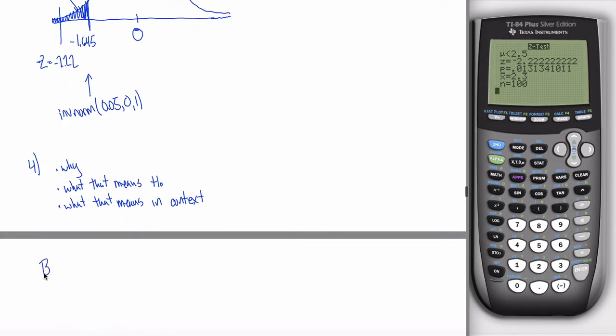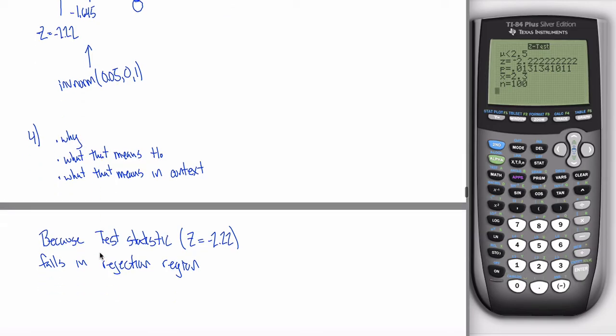So I would say because my test statistic, and I like to restate it here, you don't have to, in this case it was negative 2.22, because the test statistic falls in the rejection region, so that's the why I'm doing what I'm doing.